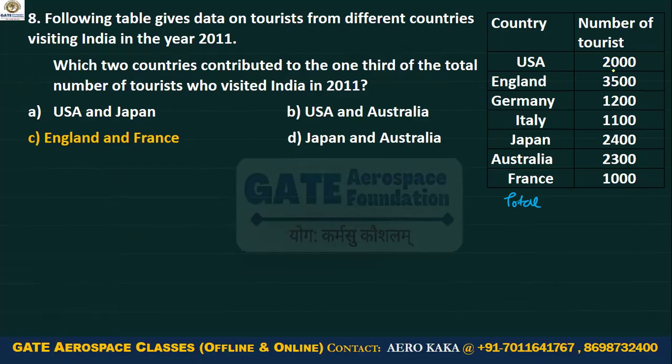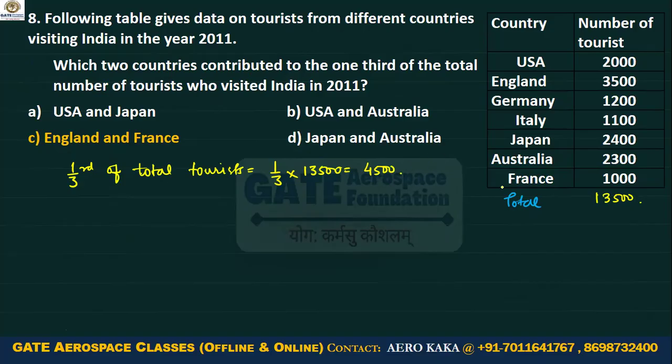So you can just simply calculate: 2 and 3, 5, 6, 7, 8, 9, 10, 11, 12. So 12,000 is there, then 5, 6, 7, 8, 12, 15. So 12,000 plus 1,500 becomes 13,500. Now I'll find out 1/3 of the total tourists. That is what we are supposed to find out, right? So 1/3 of 13,500 becomes 4,500.